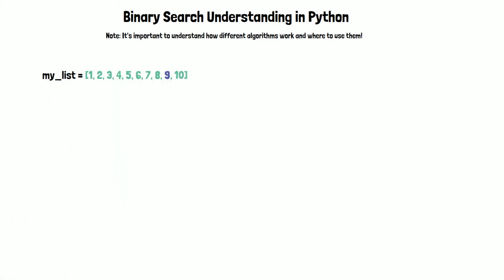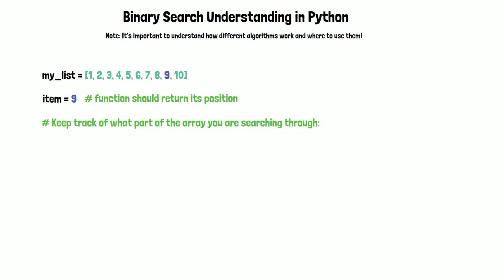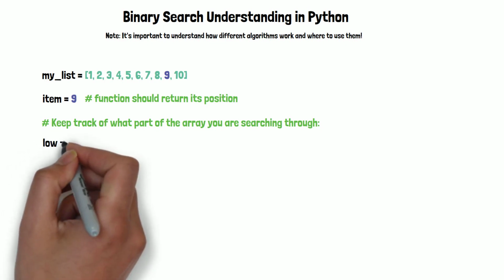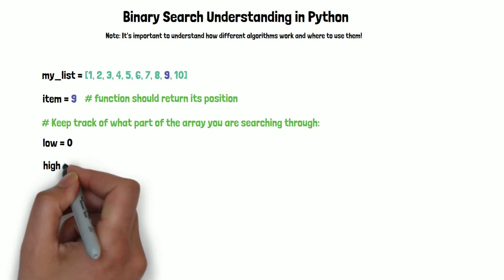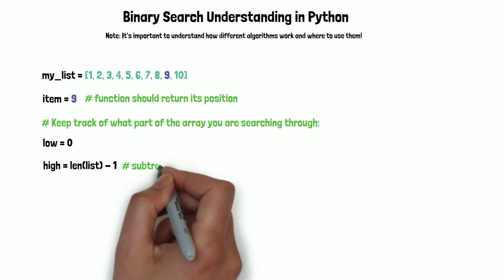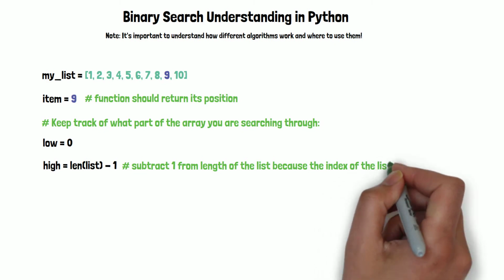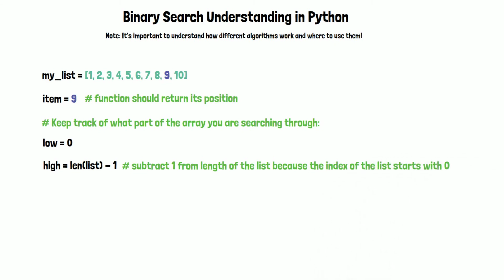The binary search function takes a sorted list and an item. If the item is in the list, the function will return its position. You will have to keep track of what part of the list you have to search through. So let's do that. We set our variable low at the beginning of the list at first and the variable high at the end of the list. Note that you have to subtract 1 from the length of the list for calculating the index of the last element in the list, because in Python, lists start off with 0 rather than 1.